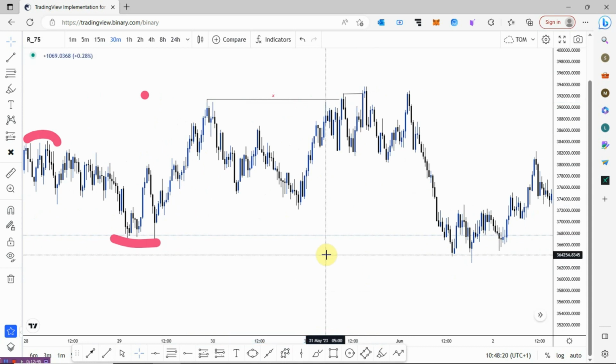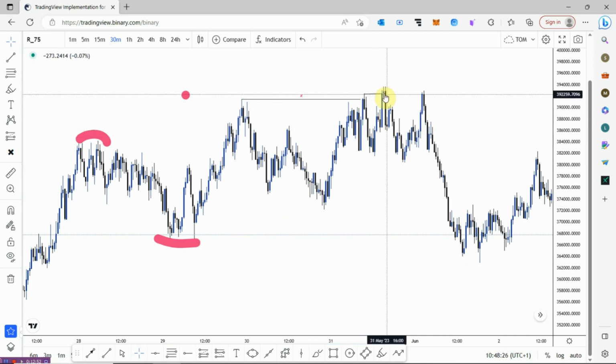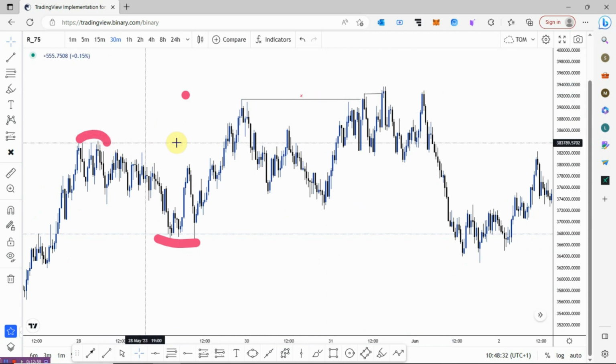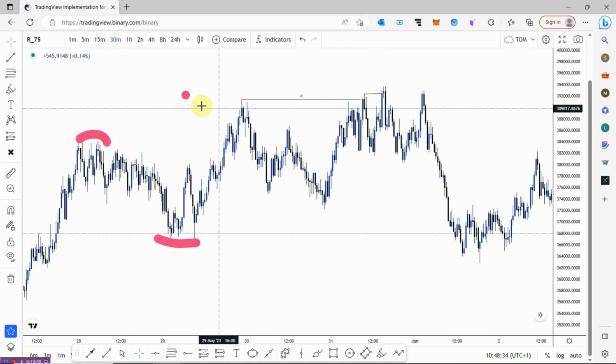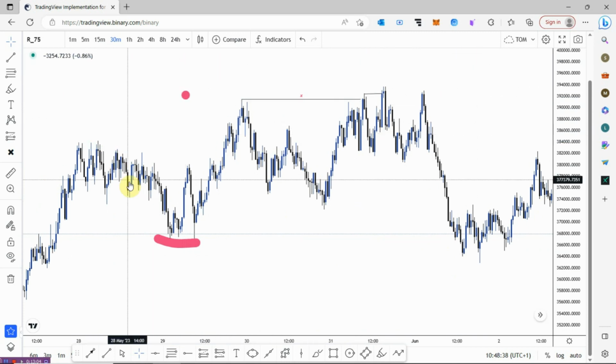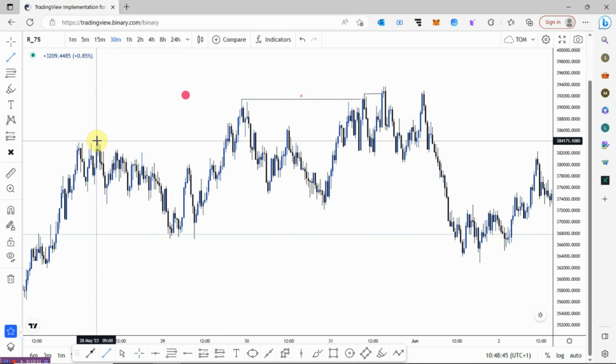Here X. And since we had a sweep of liquidity here, until the body of any of the candlesticks closes above this zone, there is still no break of structure. But over here, body close above, so this is a break of structure. Let me do it for you. So over here, from here we had a break of structure.